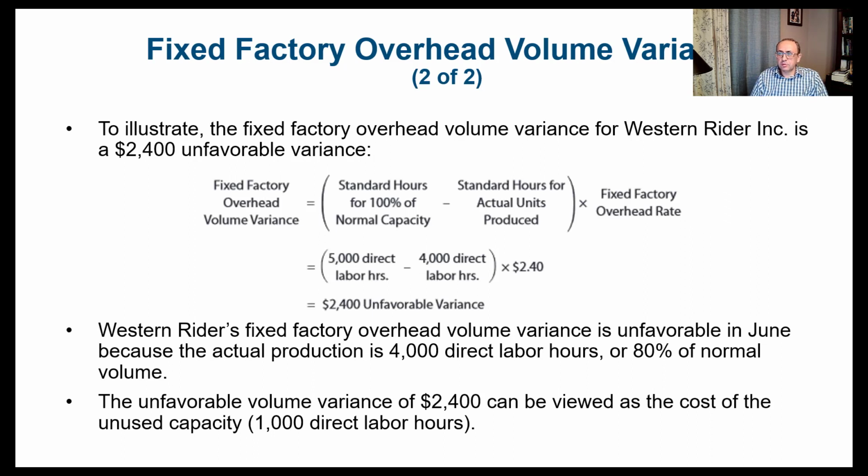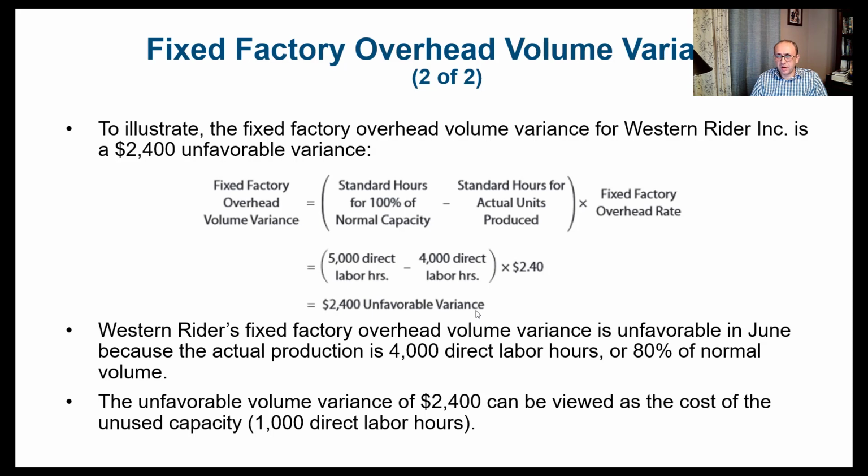So let's apply that to our example. Remember, the fixed factory overhead volume variance for Western Writer is calculated as follows. We have the standard hours for 100% of normal capacity, which is 5,000 direct labor hours, minus the standard hours for actual units produced, which is 4,000 direct labor hours. That's a 1,000 labor hours difference, multiplied by the fixed factory overhead rate, which is $2.40, that's $2,400 unfavorable variance.